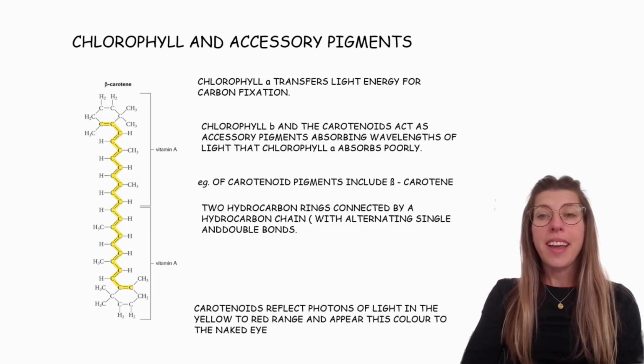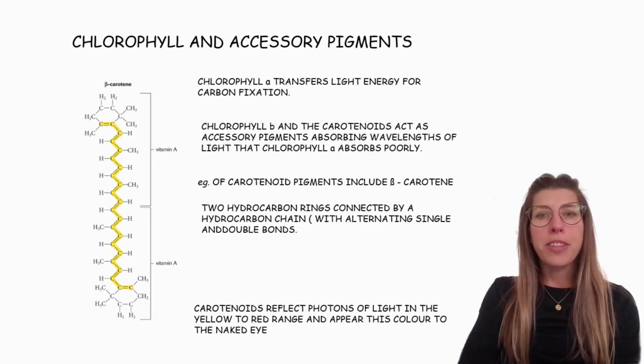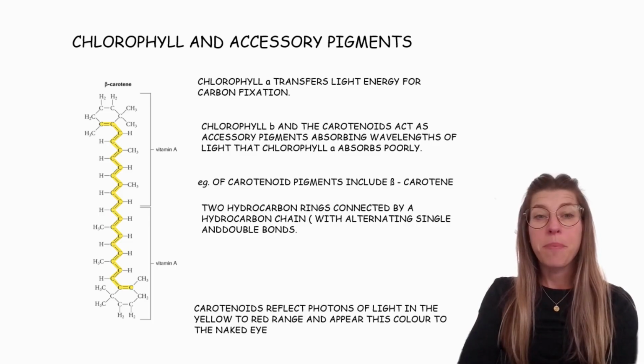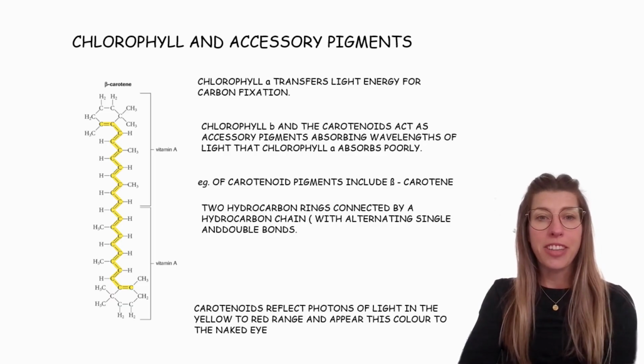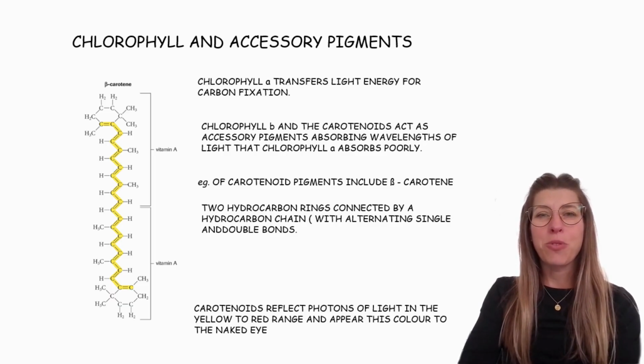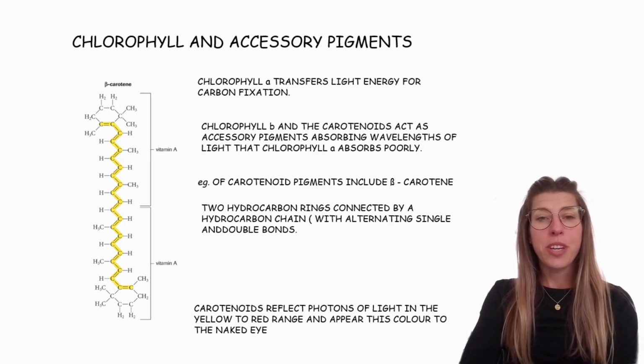Chlorophyll B and the carotenoids act as accessory pigments, absorbing wavelengths of light that chlorophyll A absorbs poorly. Okay, so these help maximize the absorption capacity of plants by capturing the different spectrums that chlorophyll A itself cannot capture. An example of carotenoid pigments includes beta carotene.